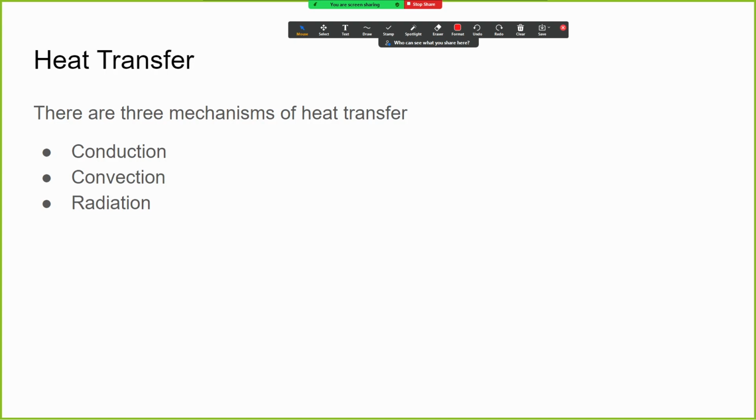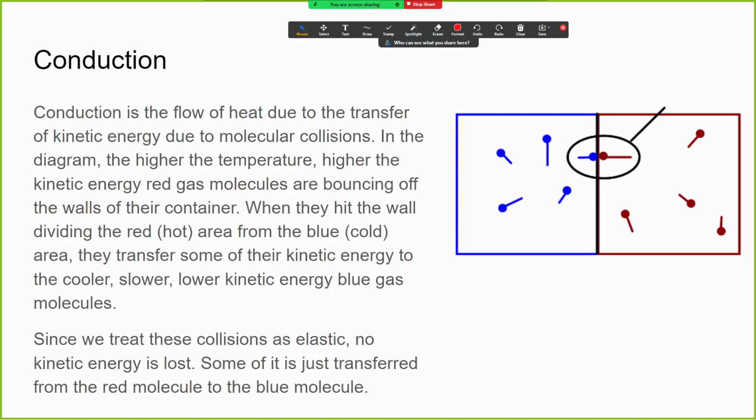So there are three mechanisms of heat transfer, and once again, you might remember these from earth science, but we're going to talk about them in the context of physics. The one that's going to be really important is conduction. Radiation is, I would say, well beyond the scope of this course. Radiation is extremely complicated. We'll talk about it a little bit, but you won't need to worry about it too much. So conduction, convection, and radiation are the three that we are going to talk about.